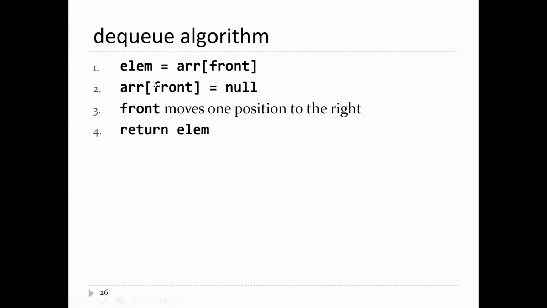So we're going to remember what the front element of the queue is. We're going to remove or overwrite the current front element, so we're going to replace it with null. We're going to shift front one position to the right, and then we're going to return the element.